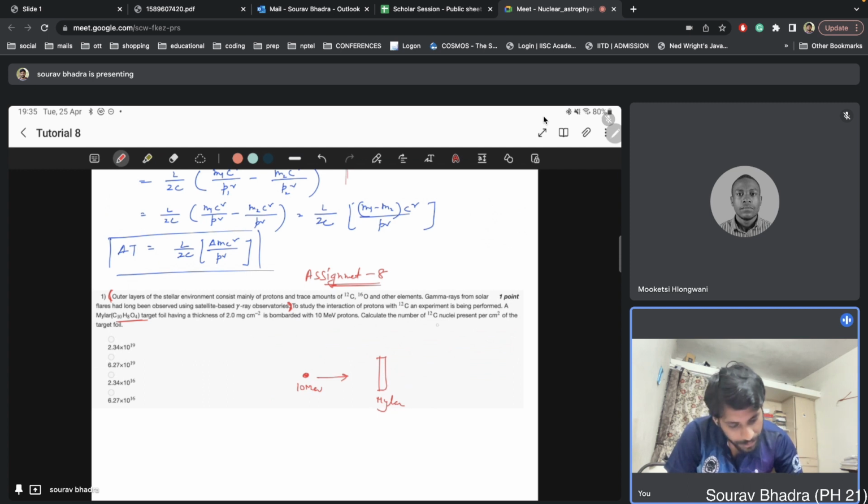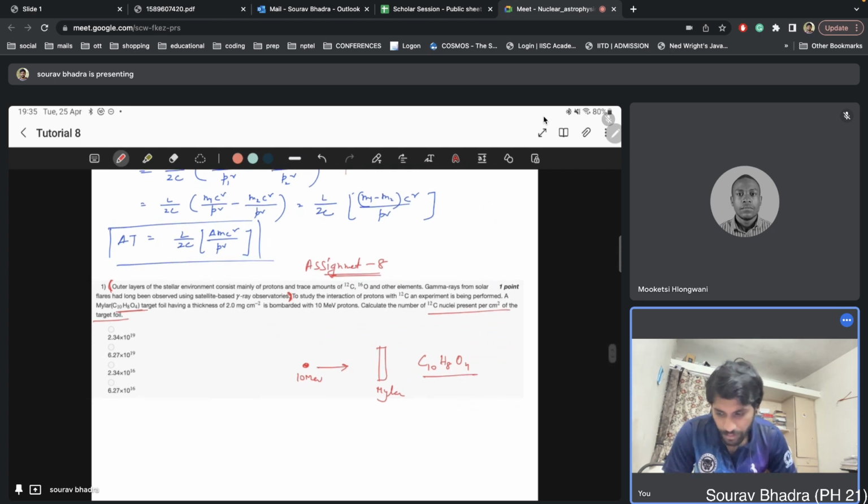Calculate the number of 12C nuclei present per centimeter square of the target foil. That means you can see that the target foil is a combination of C10H8O4, and we have to calculate the number of 12C present per centimeter square of the target foil. So no need of giving this 10 MeV, all this. We have to just calculate the number of carbons in a particular compound. That is the main problem here.